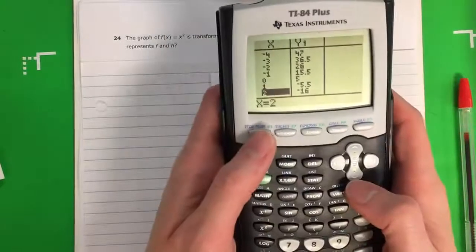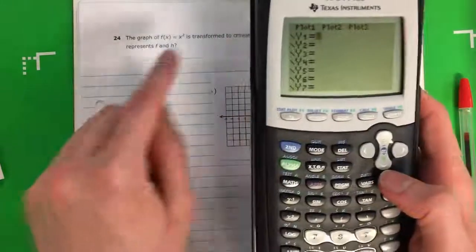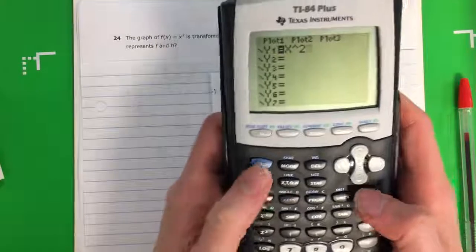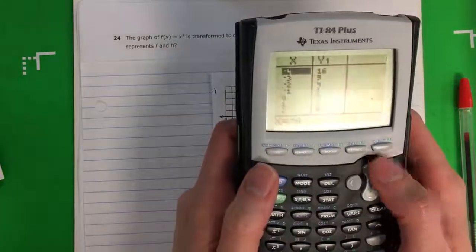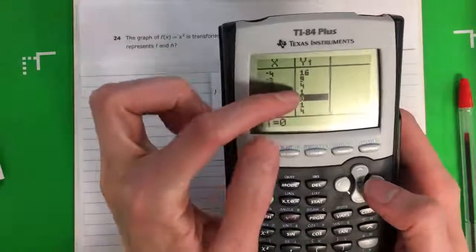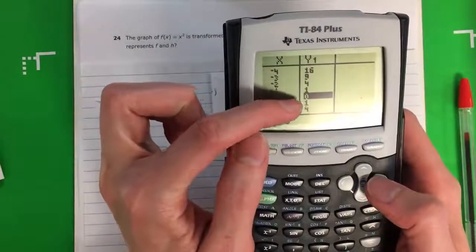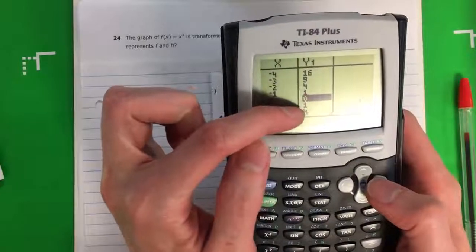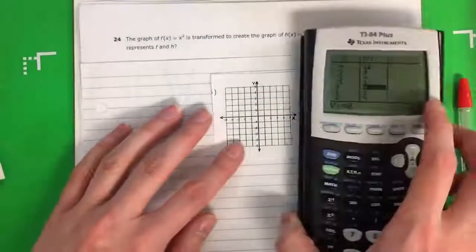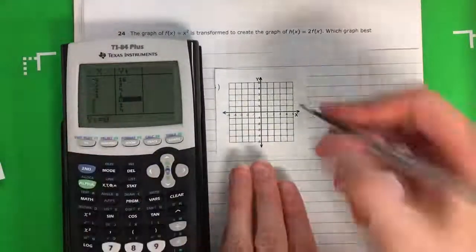So what I'm going to do is push y equals, clear it, and put x squared in the calculator. And I'm going to go to the table and pick 2 points, but I need to find the vertex first. And looks like the vertex is at 0 because, as you can see, there's 1 before and 1 after. So I'm going to put 0, 0.